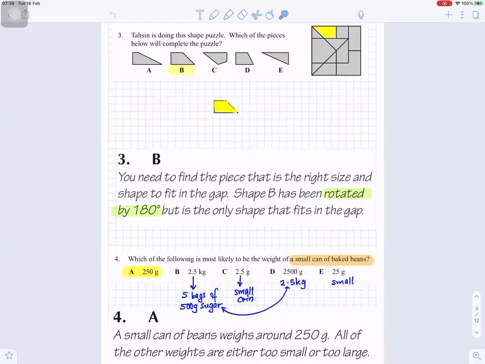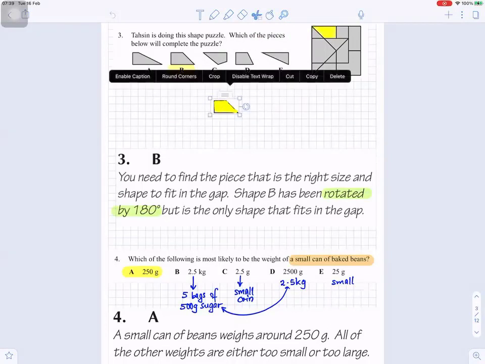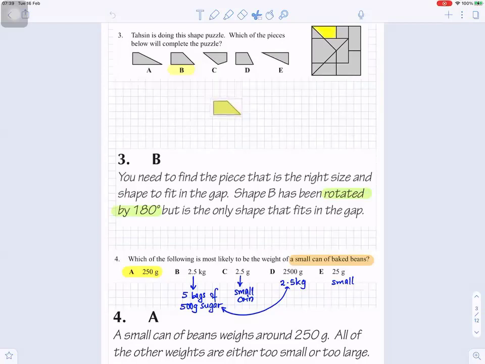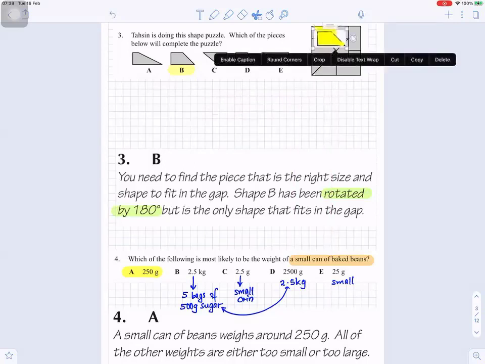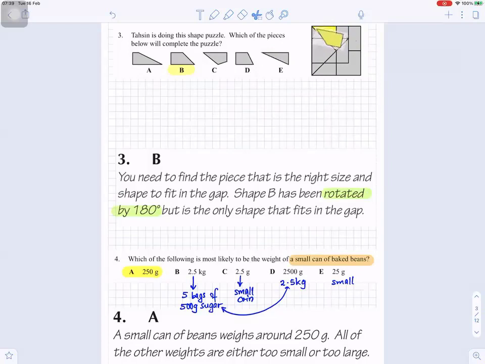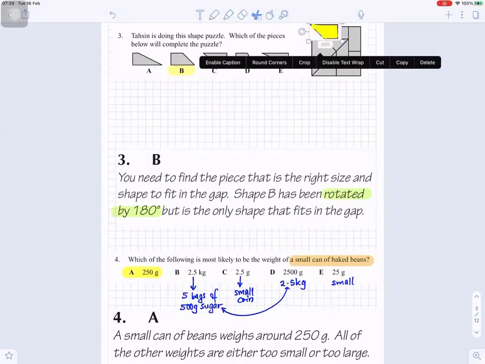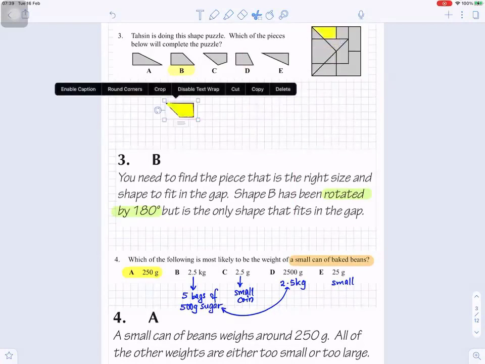Question number 3. Tarsin is doing his shape puzzle, this shape puzzle. Which of the pieces below will complete the puzzle? So you want to look at, if we pick this one, which is B, if you take that shape B and you move it there and then you rotate it, it would fit. So shape B is the correct answer.